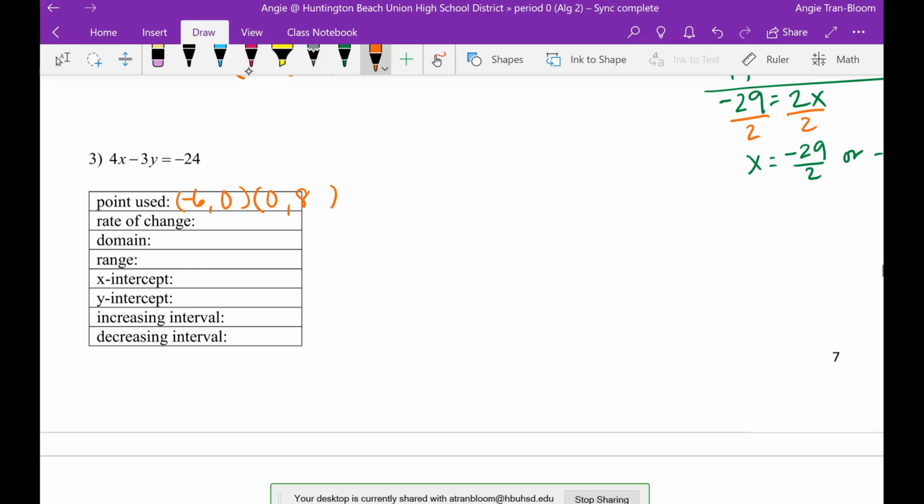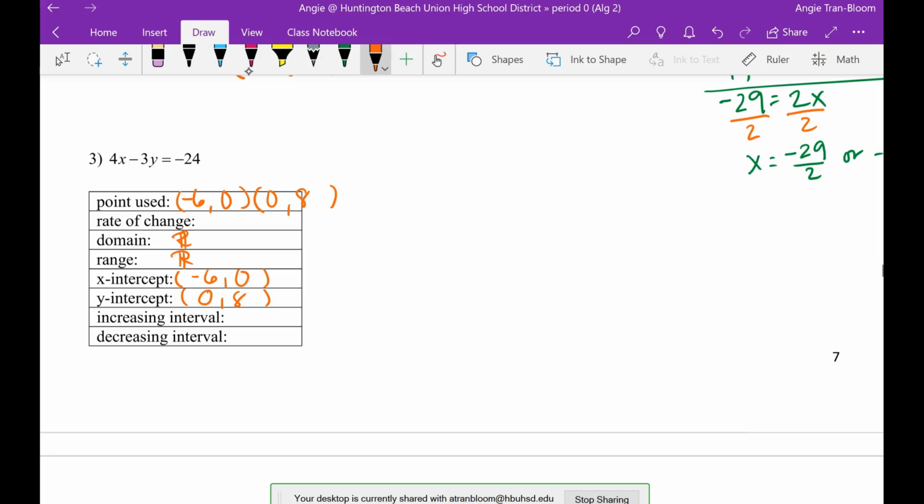Can I go straight down to x intercept and write those out? Because guess what? They are exactly the same. X intercept is when y is zero. So which one should I write on the x intercept? Negative 6, comma 0, and this one 0, comma 8. Look at that. Three boxes done. Now, let's do the domain and range. We're going to do the easier things first. What are the domain and range? All real numbers, for both.